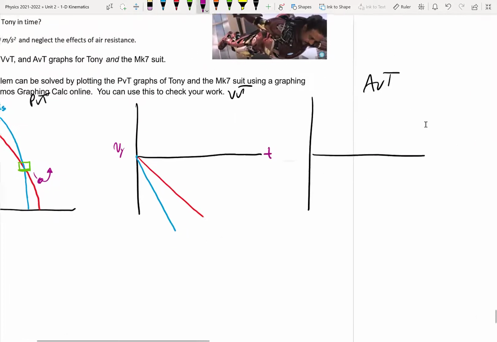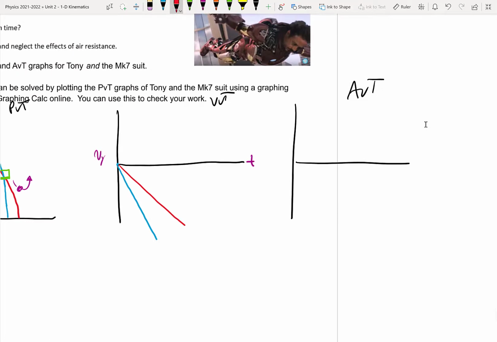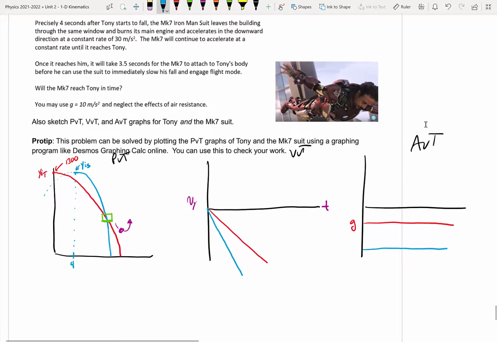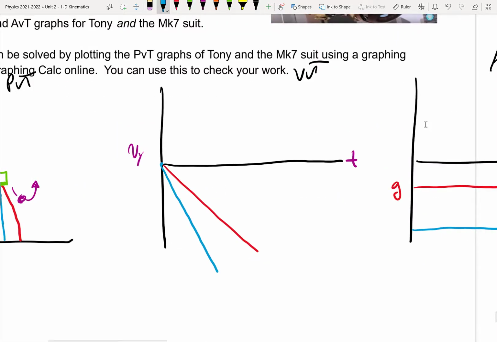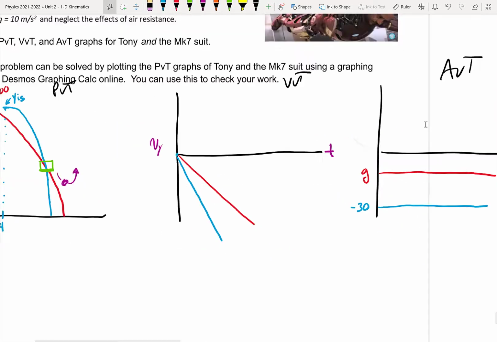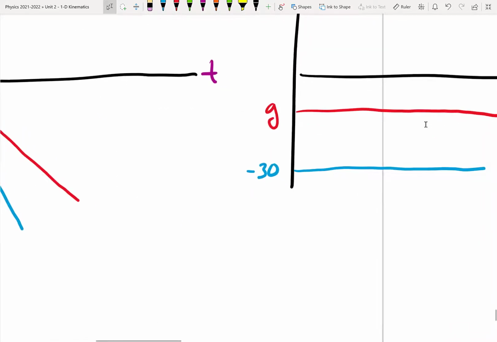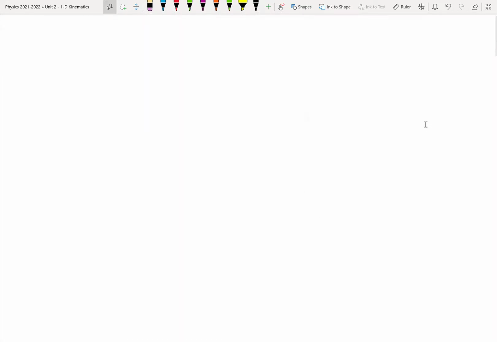And if we look at these velocity graphs, we can see Tony's going to have a constant negative acceleration, that's little g, and the suit has a constant negative acceleration, which is some number, 30, I think. Yeah, so this would be minus 30, because I'm calling down the negative direction. Okay, where did my screen just go? We just zoomed out a lot.